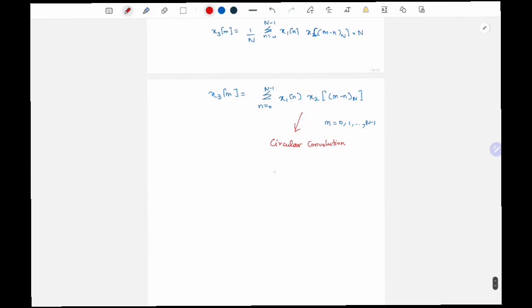So in normal convolution, you will keep one of them fixed and then you will rotate the other and keep shifting it. But here, instead of shifting, you have to do a circular shift. So that is the only difference. So let's do an example.